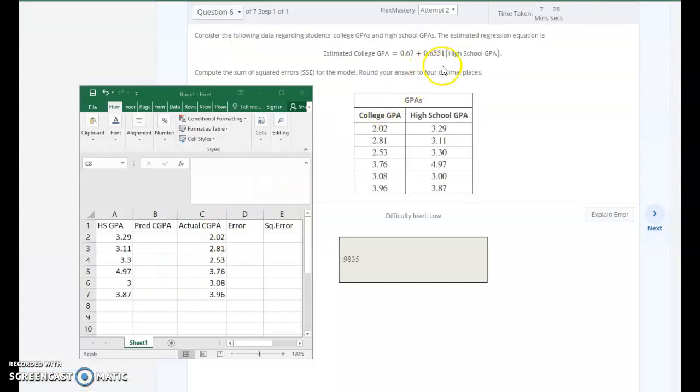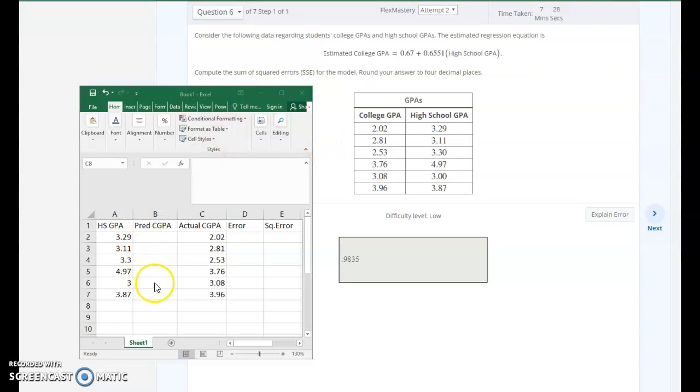Okay, here we need to use the regression equation to calculate the error between the estimated college GPA and the actual college GPA. And then to do the sum of squared errors, we're going to have to take each of those errors, square it, and add it all together. So let's go through that.